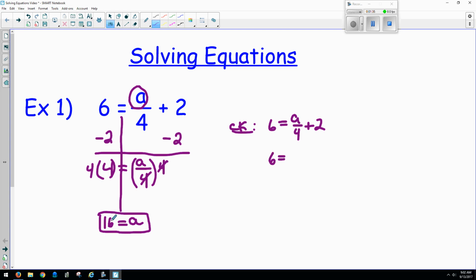We're going to substitute what we got for a. And 16 divided by 4 is 4. And we see that it does in fact check. Don't forget to pause if you need to. I'm going to keep going.